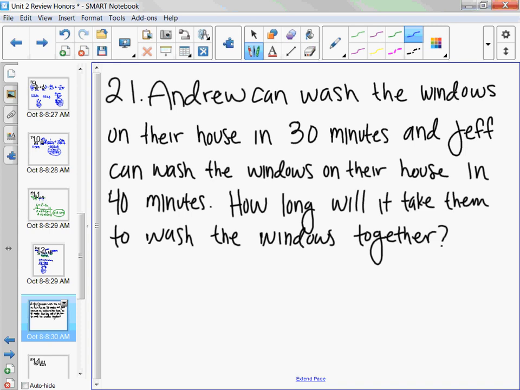If Andrew can do it in 30 minutes, he can do 1/30th of a job in a minute. And Jeff can do the windows in 40 minutes, so he can do 1/40th in a minute. And together, they can do 1/x in a minute. And we just set up the equation that way, and we solve that equation.